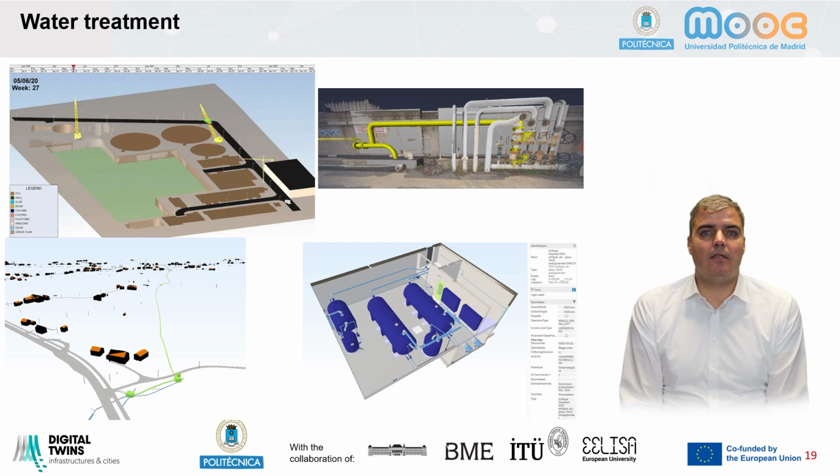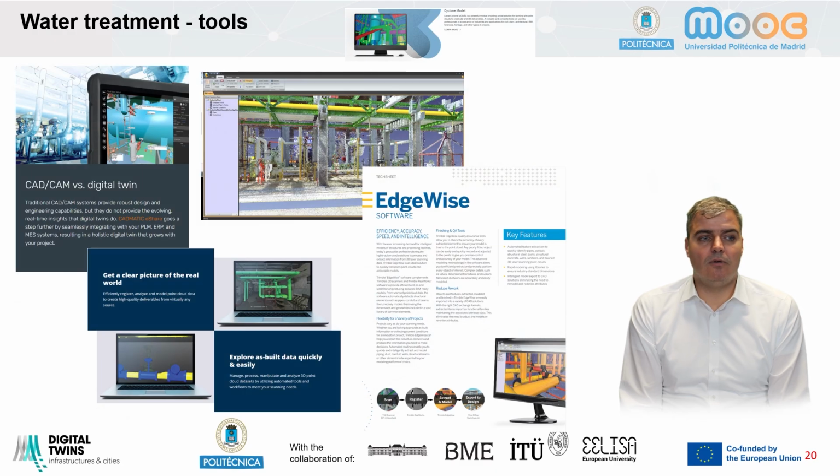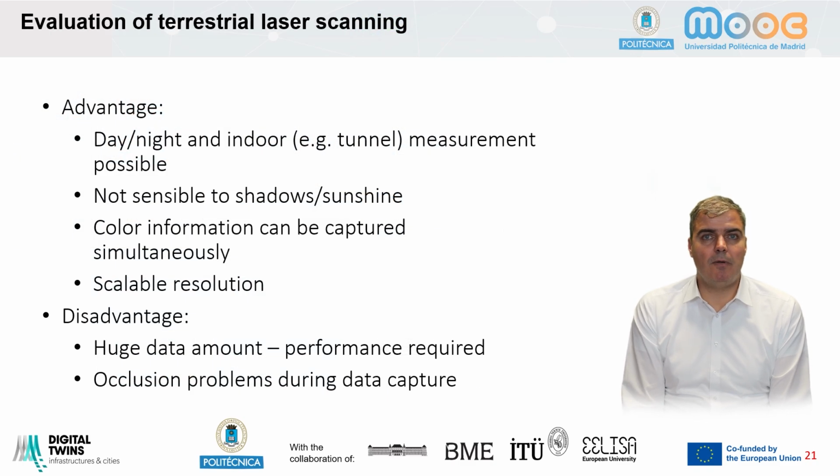So if you want to evaluate the terrestrial laser scanning, the main advantage is it works day and night, and indoor or for example in a tunnel. It's not sensible to shadows and sunshine. The color information can be captured simultaneously. I showed you some example that we are using that. Think about the 3D-like application. It has a scalable resolution. And again, I repeat myself, we produce a huge amount of data, so we need computing capacity, and occlusion problems can occur during the data capture. That's why we need to apply multiple scan stations.